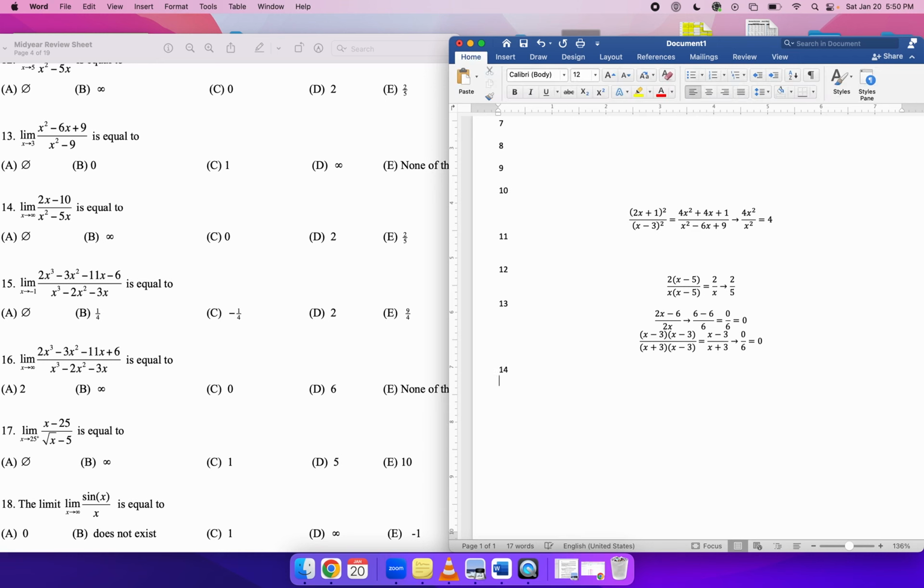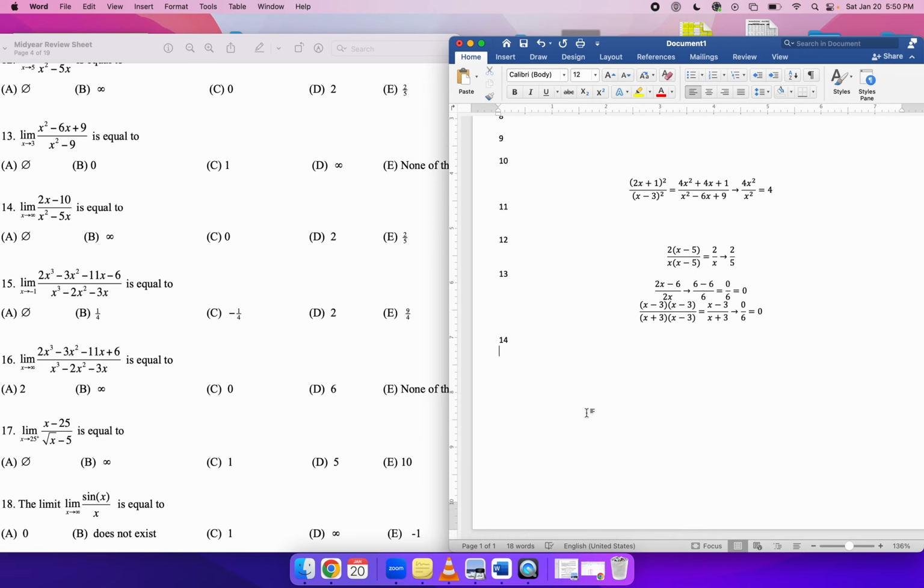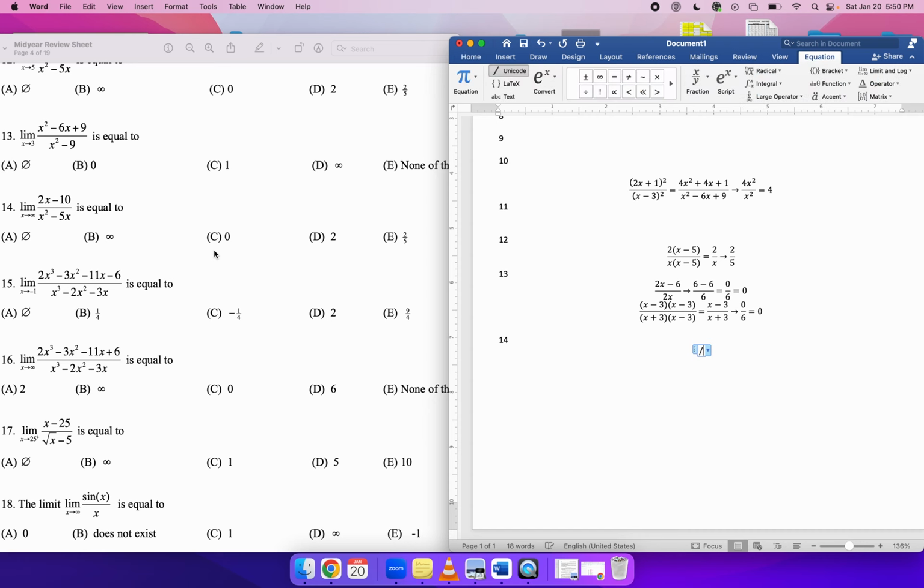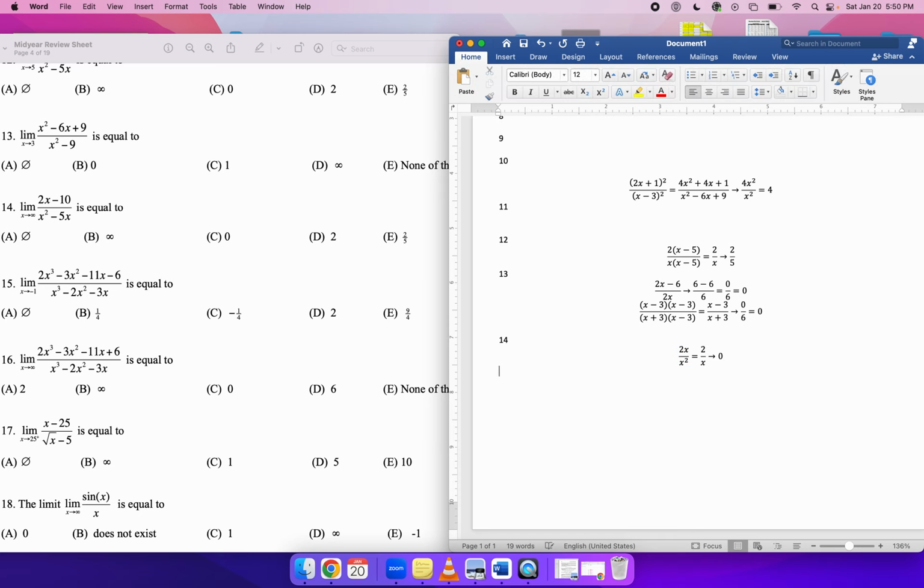Number 14, we're looking at the limit as x goes to infinity. You want to keep just the fastest growing terms. That's 2x over x squared, which simplifies to 2 over x. Now, what happens to the value of this expression as x becomes very large? It's like 2 over a million, 2 over a billion. That's a very small number, so that's approaching 0.